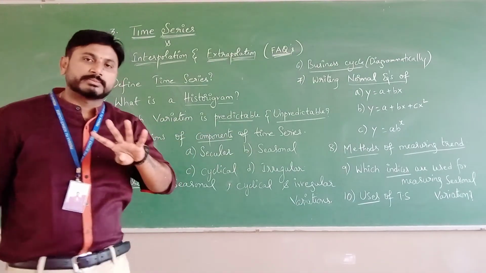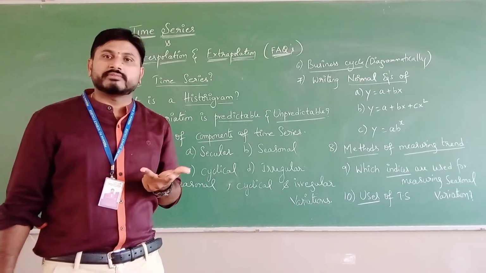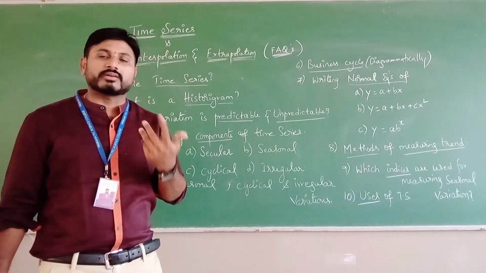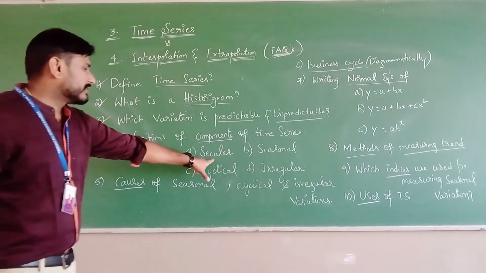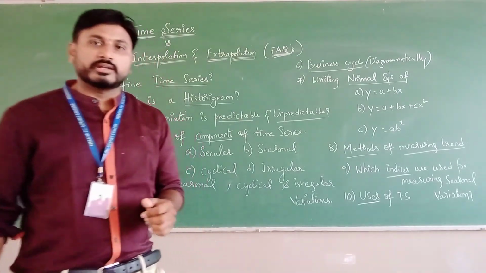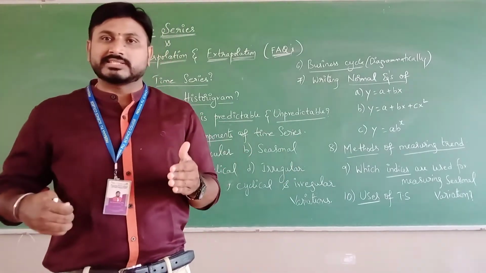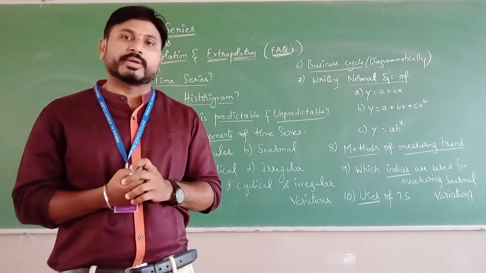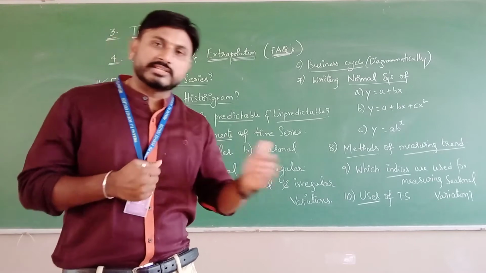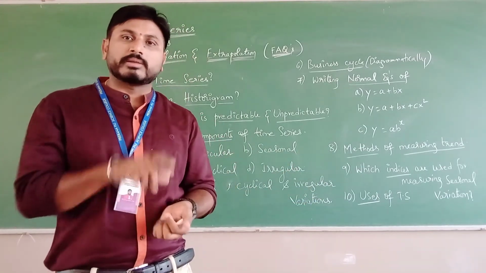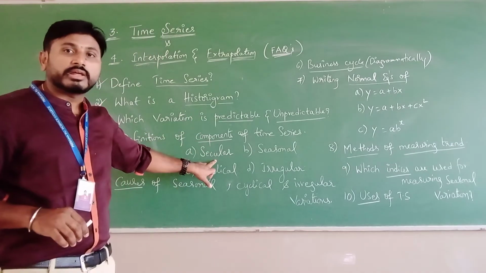Next, question number 4, definitions of components of time series. Generally we have 4 components. First one is secular trend, second is seasonal variation, third is cyclical variation, and the fourth is irregular or random fluctuations. Now first one, secular trend. What do you mean by secular trend? The trend gives the tendency, either increasing or decreasing or remaining constant over a long period of time. I repeat once again, we call it a secular trend.